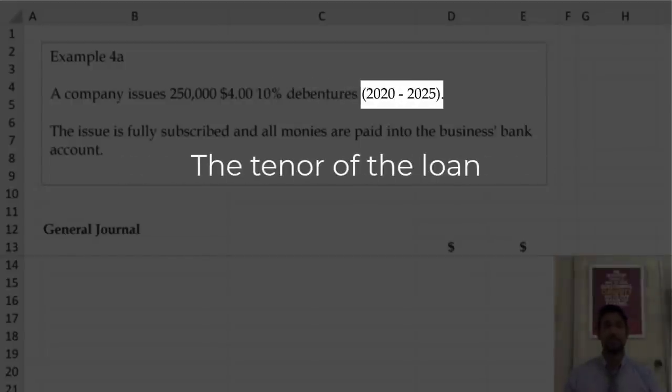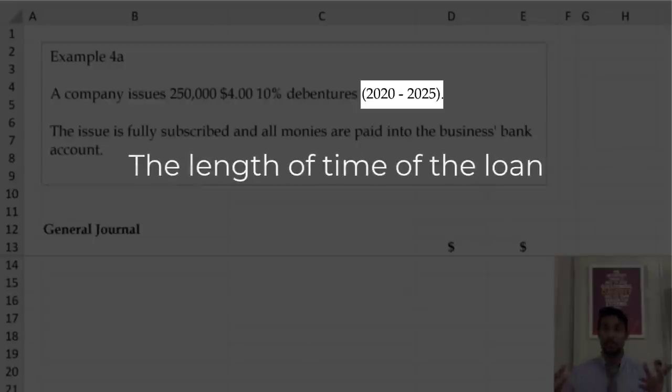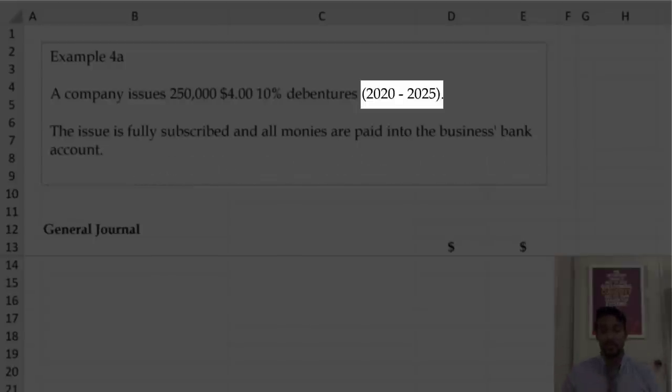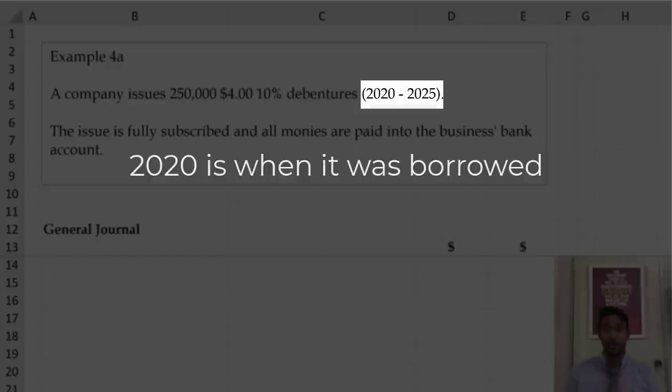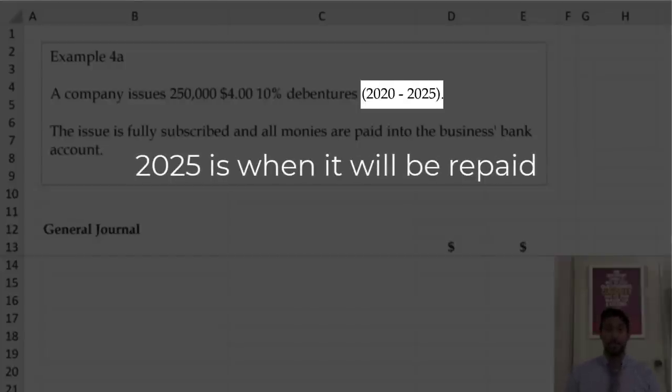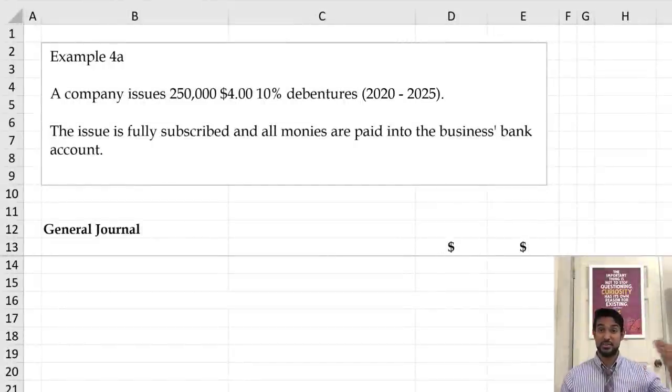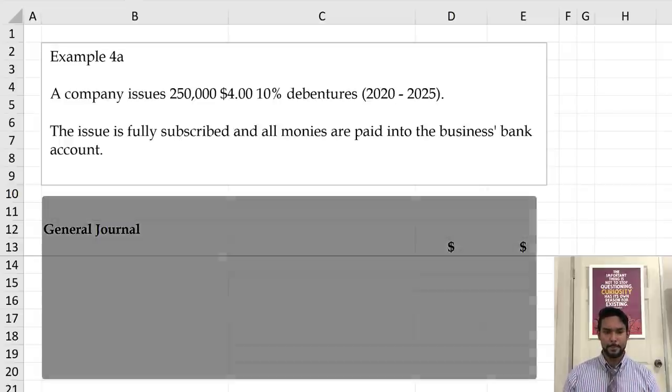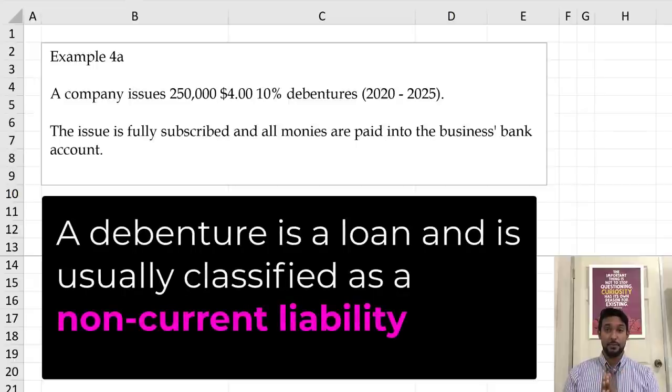2020 to 2025, the 2020 to 2025, that's called the tenor of the loan, the length of time for which the money is borrowed and when it's expected to be repaid. 2020 is when the money was first borrowed, 2025 is when the principal amount is expected to be repaid in full. You may repay pieces as you go along, or you may repay all at the end with a bullet payment, really up to the details in the loan agreement. So just know that a debenture is a type of loan, hence it's a liability, all right?